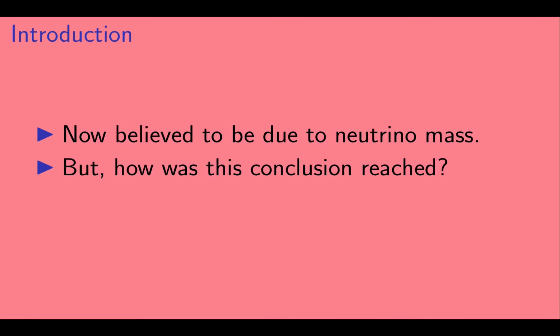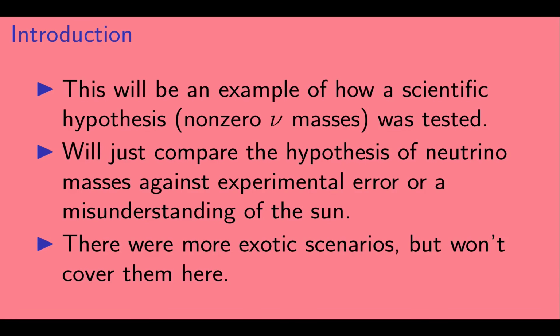But how was this conclusion reached? That's what we're going to talk about here. This will be an example of how a scientific hypothesis, in this case non-zero neutrino masses, was tested. Here we're just going to concentrate on comparing the hypothesis of neutrino masses against experimental error or a misunderstanding of the Sun. There were more exotic explanations put forward to explain the solar neutrino problem, but we're not going to cover them here.